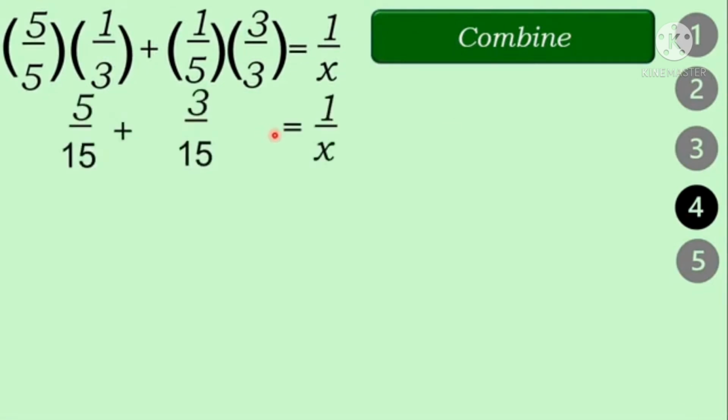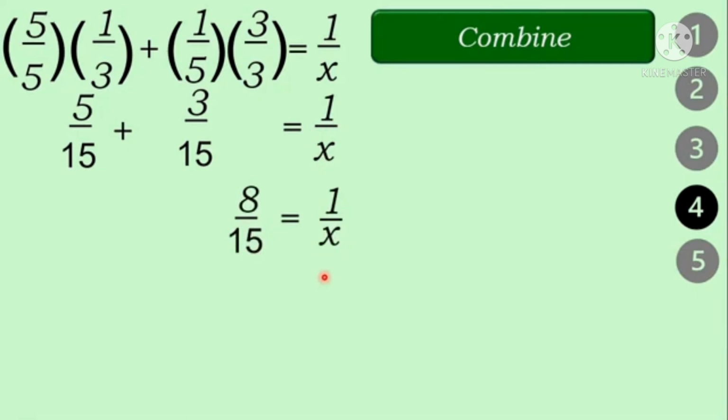I just copied equals 1 over x. Again, that's 5 over 15, the product of these two fractions, plus the product of these two fractions is 3 over 15. I copied equals 1 over x. After that, we can already get the sum of this. 5 plus 3 will give us 8 over 15. I copied equals 1 over x. That's why we have it here.